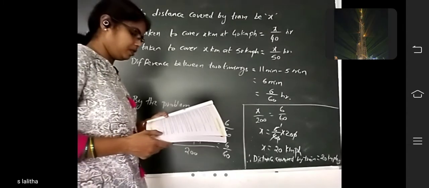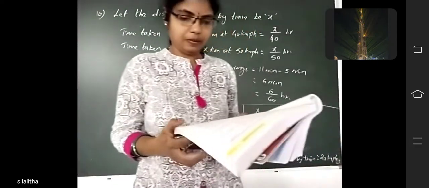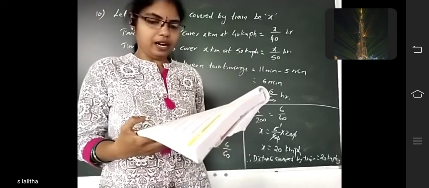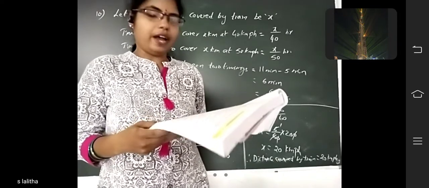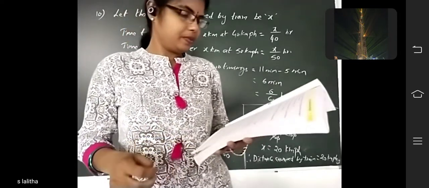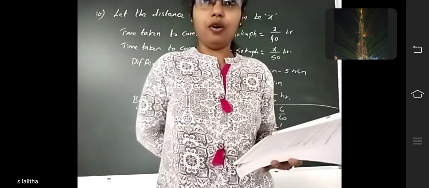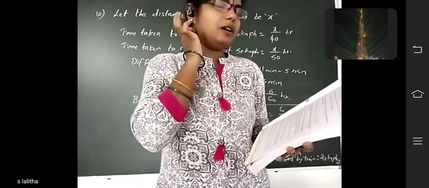See the next question. 1/4 of a herd of deer has gone to the forest. The 1/3 of the total number is grazing in a field and the remaining 15 are drinking water on the bank of a river. Find the total number of deer. So 1/4 of a herd of deer has gone to the forest. So that means 1/4, that means x by 4.